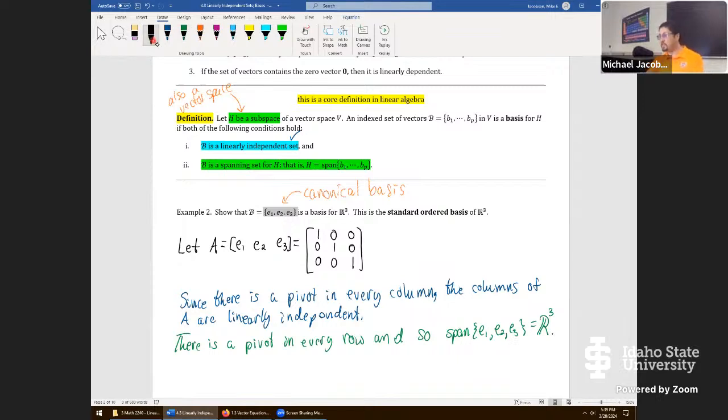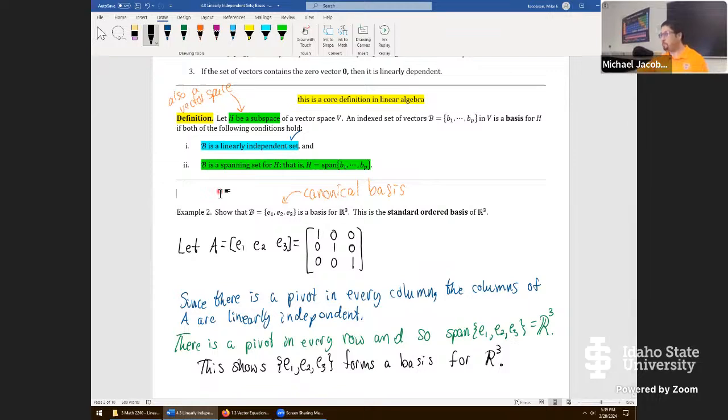We can just conclude by saying this shows E1, E2, E3 forms a basis for R3. And that's pretty much the whole set of work for this one. Any questions at all, folks, on running through that definition?